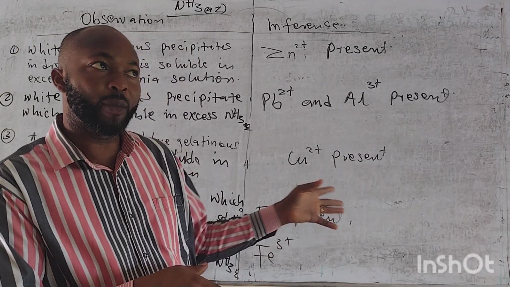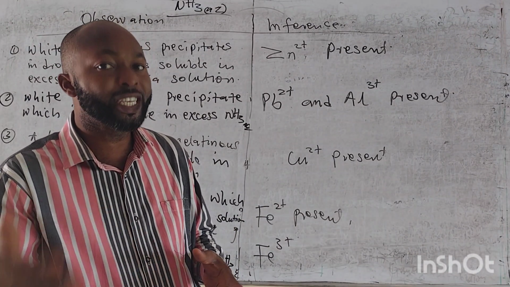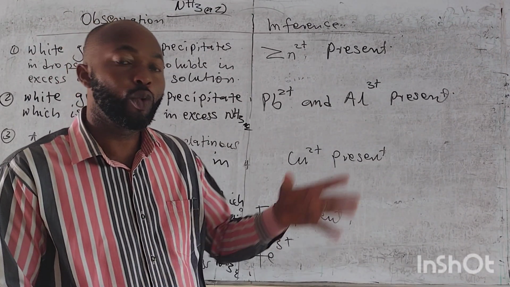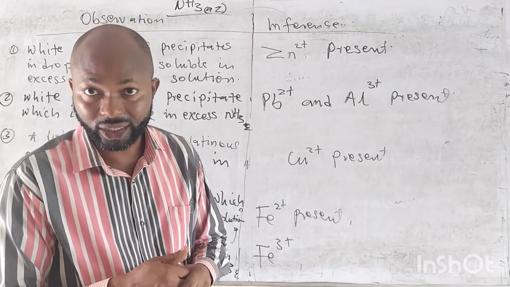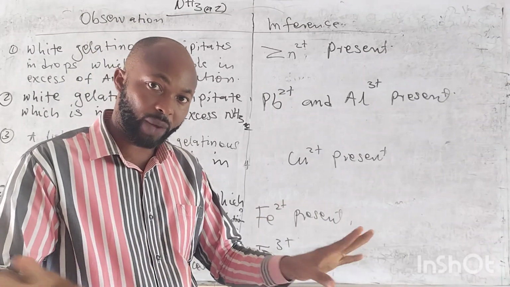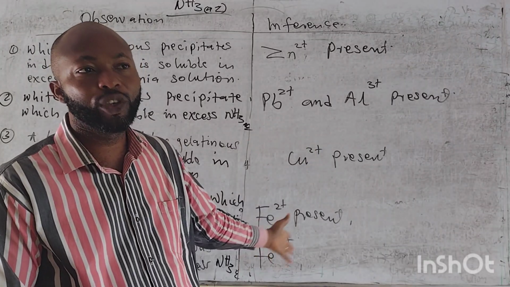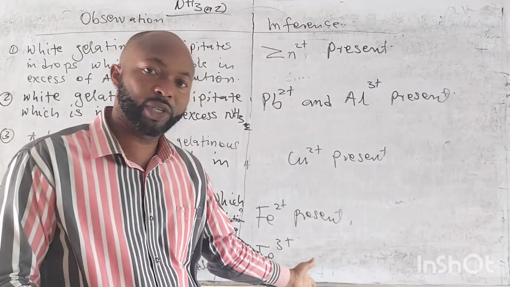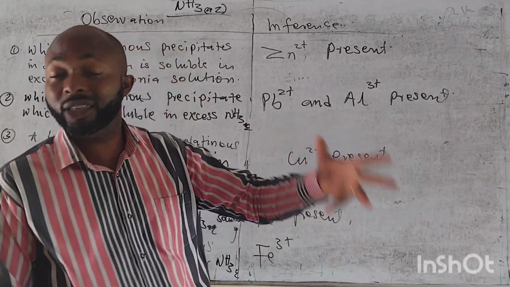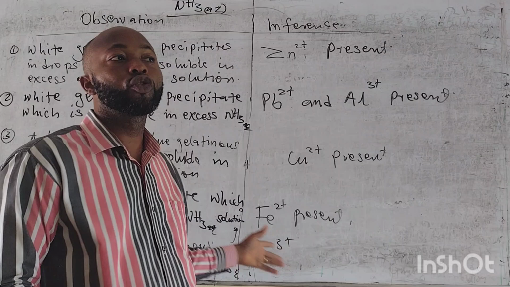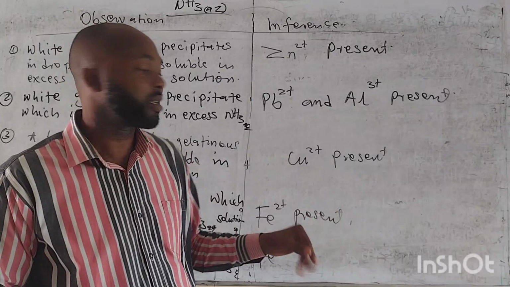But here, in ammonia, we have a white gelatinous precipitate in drops, which is insoluble in excess of ammonia solution. We have lead or aluminium present. They are not soluble in ammonia. In sodium hydroxide, iron 2 gives us a green gelatinous precipitate in drops, insoluble in excess. In ammonia, it's still the same, insoluble in excess. We have iron 3, reddish brown in sodium hydroxide, reddish brown in ammonia, they are all insoluble in excess. Then what again?